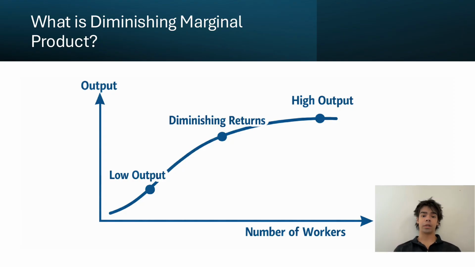Diminishing marginal product occurs when adding more of one input, like workers, leads to smaller and smaller increases in output, while other inputs stay fixed. At first, each worker adds a lot, but over time, each additional worker contributes less than the one before.